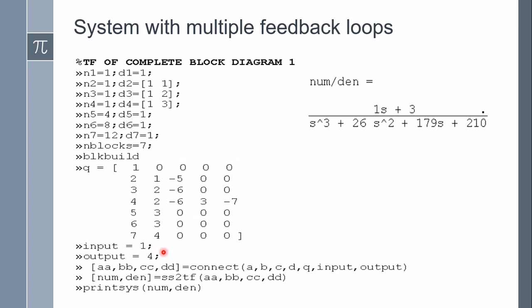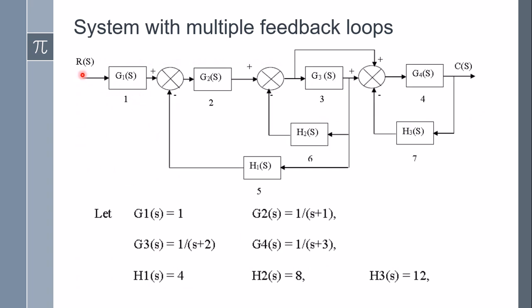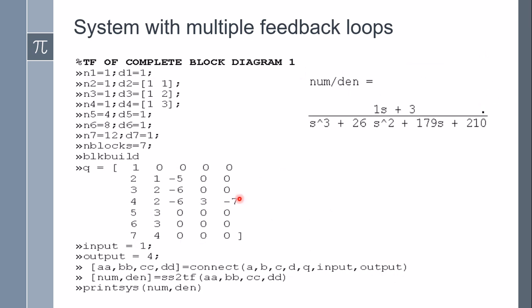We made it. Next we need to say to which block we are giving the input and from which block we are taking the global output of the entire system. Here the input is to block 1 and we are taking the output from block 4. So I am declaring two variables, input and output. Input is block 1 and output is block 4. So I provided all the information regarding the connection.